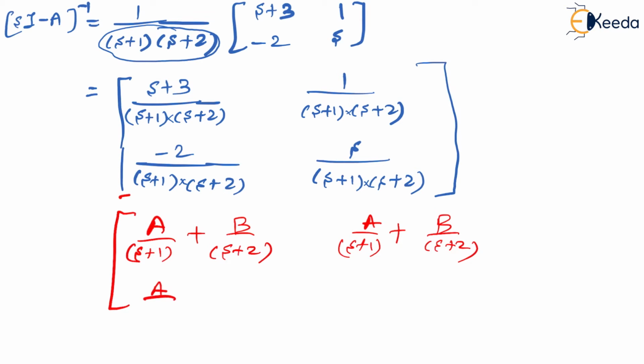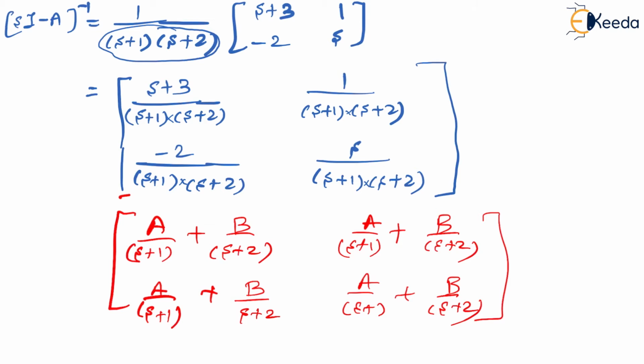Similarly, for this third term, a upon S plus 1 plus b upon S plus 2. Similarly, for the last term, a upon S plus 1 plus b upon S plus 2. Is that correct? Yes. Now, how to find Laplace?